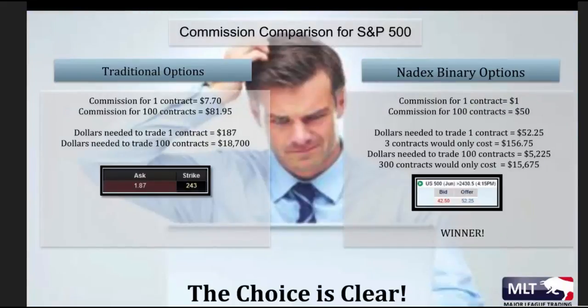So, commissions for the S&P 500. If you were to trade the SPY contract, the SPY is the ETF of the S&P 500, an at-the-money strike right here, and this is an example from a couple months ago, the at-the-money strike for the weekly contract was $1.87. That's multiplied by 100, so I needed $187 to buy one contract. With Nadex, the weekly contract here was $52.